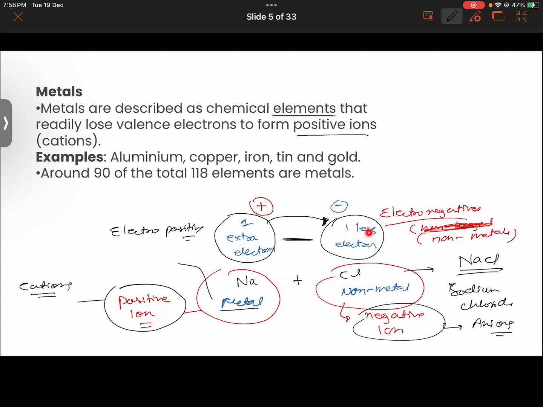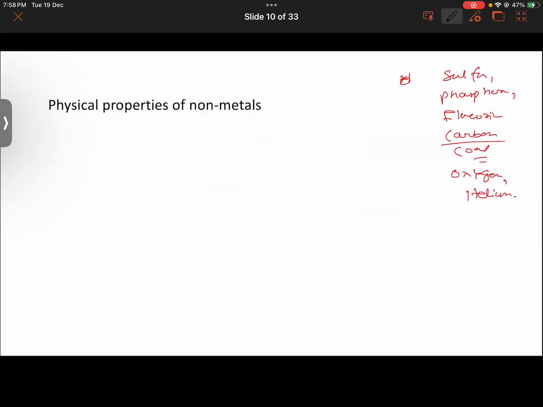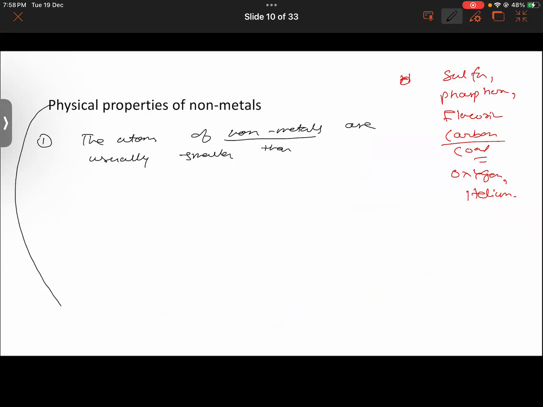Okay. So ये कुछ general properties हमने देखा. First property about the non-metals, we understood that the atoms of non-metals are usually smaller. पहले हम define करते हैं non-metals को, then we will be studying about the physical properties also. So the atoms of non-metals are usually smaller than that of metals.